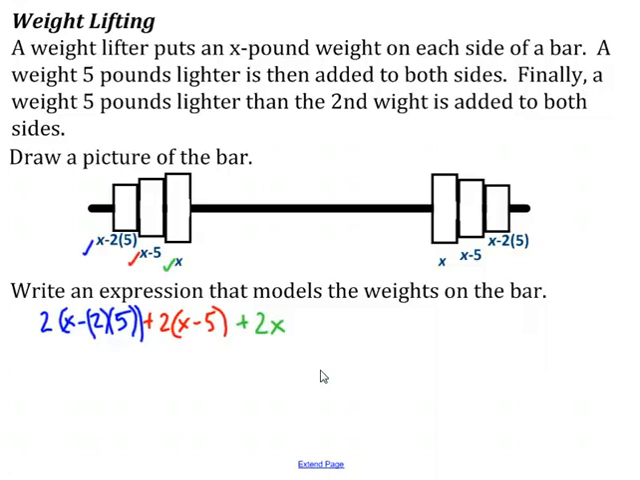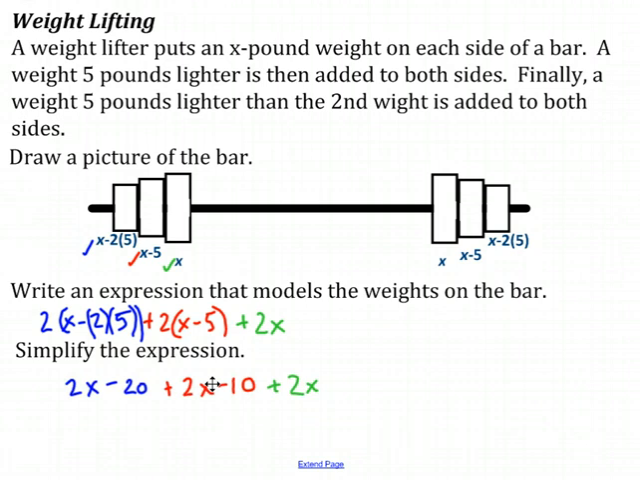The blue ones are the lightest, the red ones are the middle, and the green ones are the heaviest. Notice I've got 2 of these x's, that's why it says 2x, and 2 of these things called x minus 5, and so on down the line. Now multiply everything through and simplify. The blue ones become 2x minus 20, the red ones become 2x minus 10, the greens 2x. And simplified all the way down, you would get 6x minus 30.